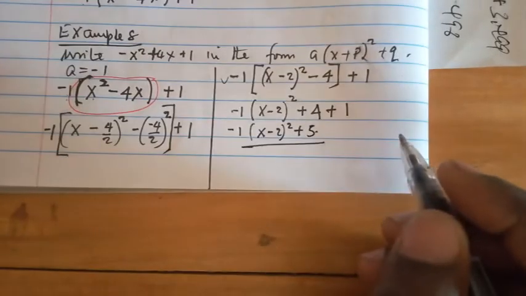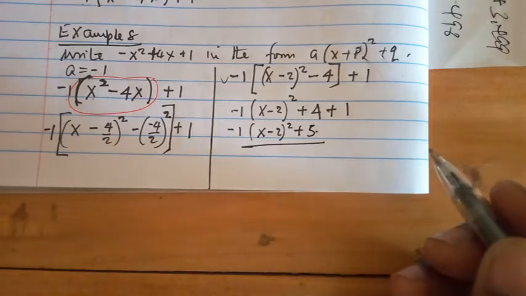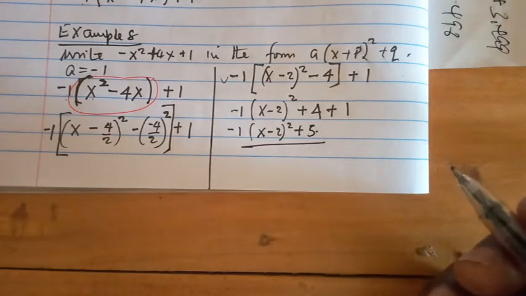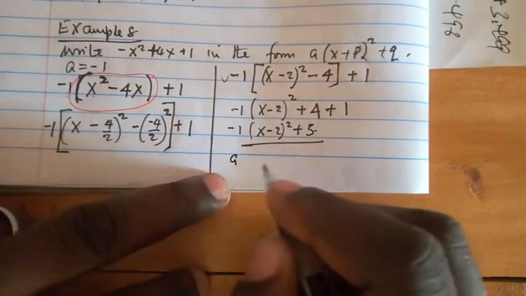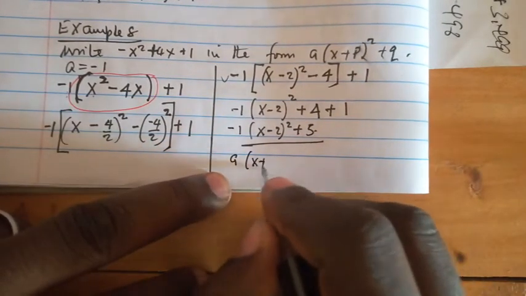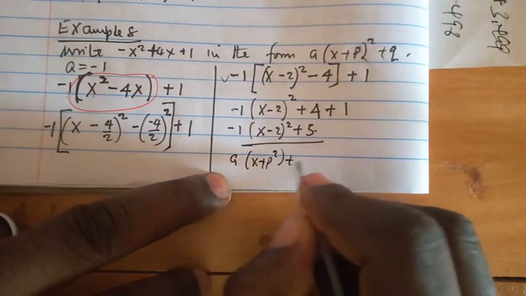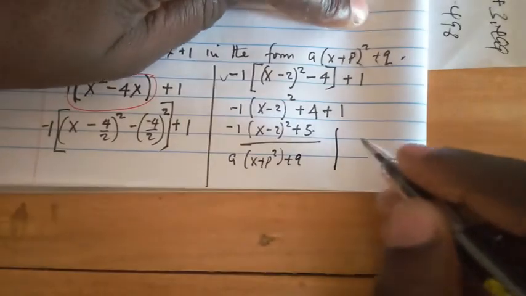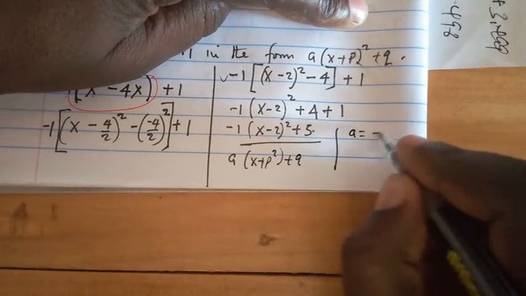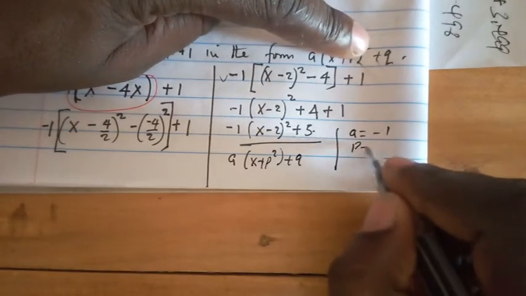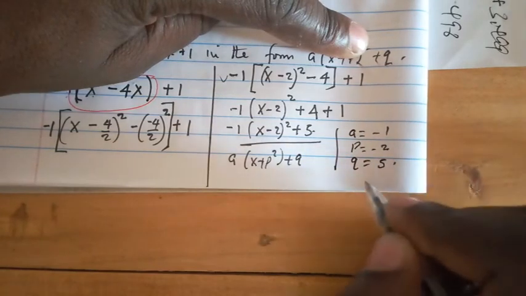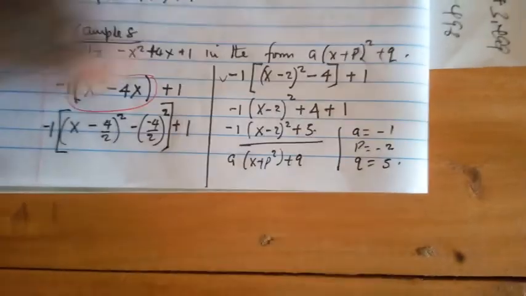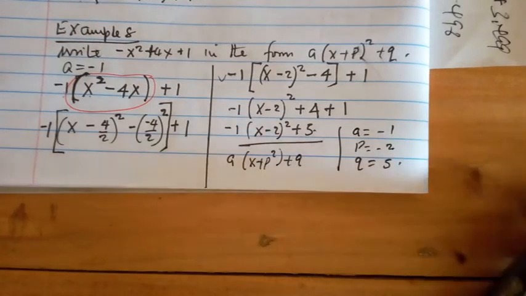And that is exactly what we are expected to write. You can already see this one is in the form of a(x plus p) squared plus q. Only that in this case our a is -1, our p is -2, and our q is simply 5. And that is just like it. All right.